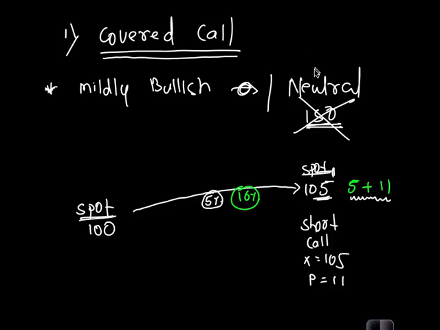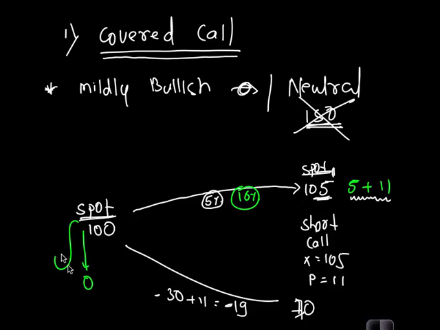But what if on the date of expiry, your spot price comes out to be 70? Then again you were wrong about your prediction. You will have a loss of 30, but you received a premium of 11, and therefore your net loss will become 19. The maximum loss will happen when the spot price becomes 0, and in that case your loss would be minus 100 plus 11, which would be 89.